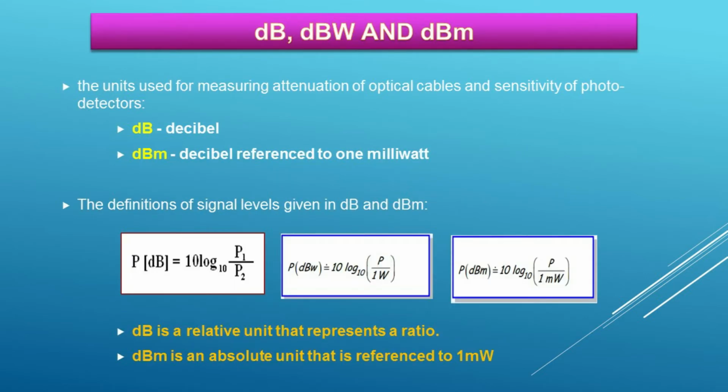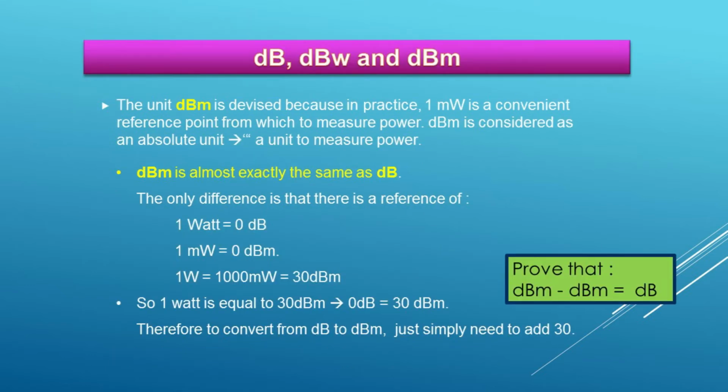The units used for measuring attenuation of optical cables and sensitivity of photodetectors. dB, decibel. dBm, decibel reference to 1 milliwatt. dB is a relative unit that represents a ratio. dBm is an absolute unit that is referenced to 1 milliwatt. The unit dBm is devised because in practice, 1 milliwatt is a convenient reference point from which to measure power. dBm is considered as an absolute unit, a unit to measure power.